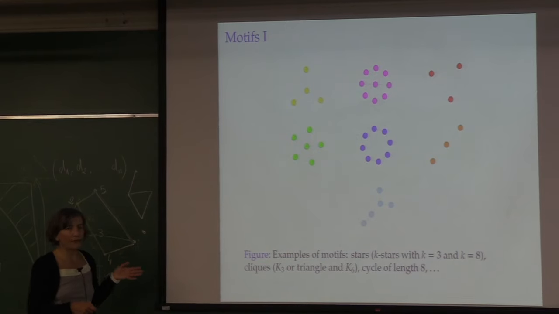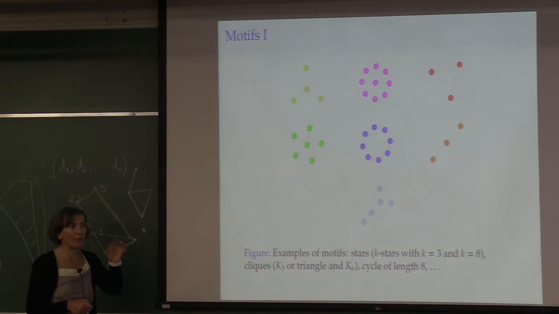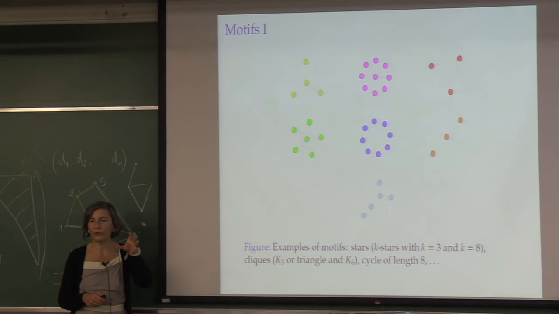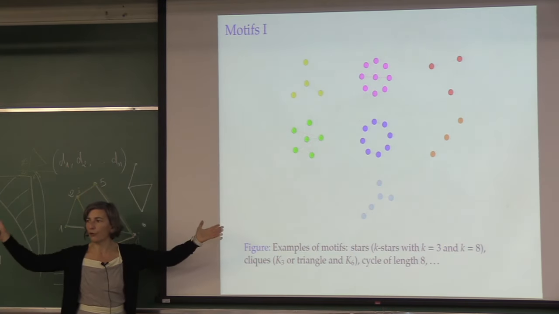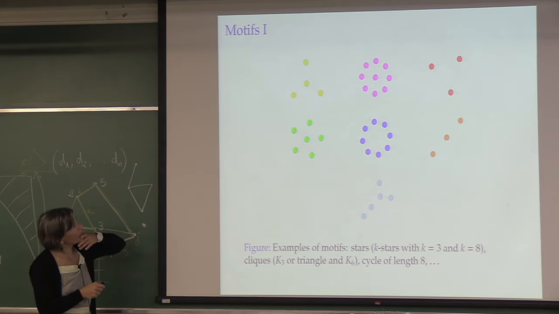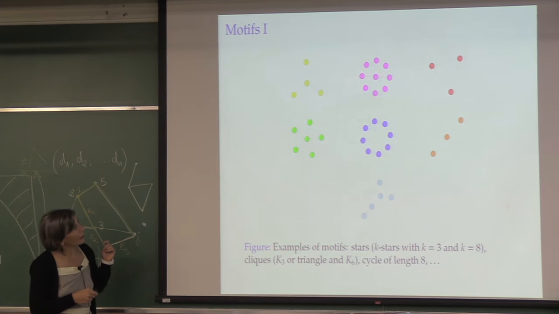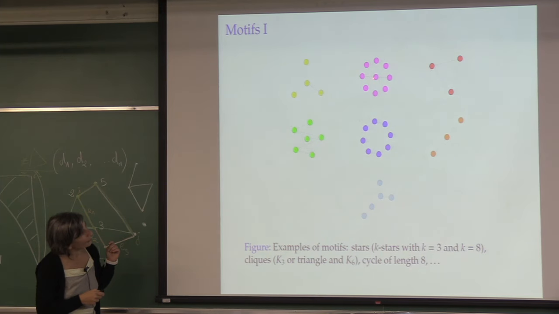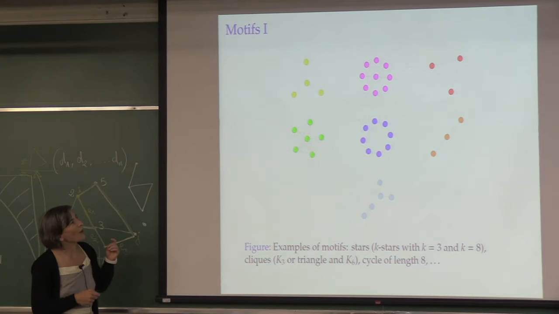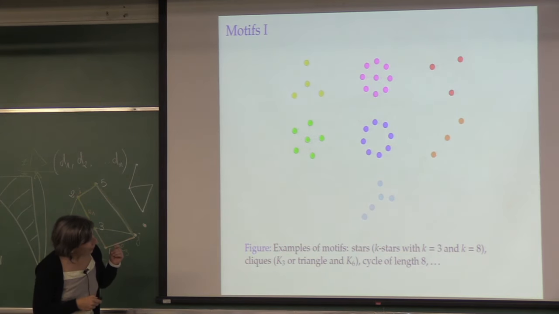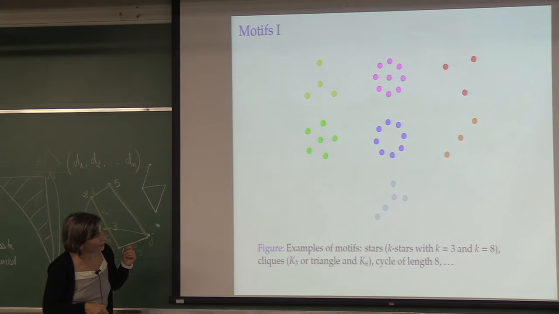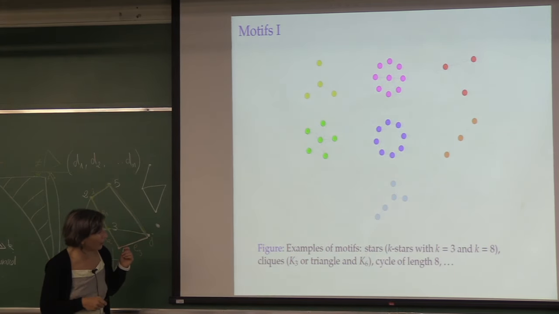So what is a motif? This is just a small pattern, a small subgraph, and you want to see where it happens in your whole graph. This is an example of a k-star motif. What is a k-star motif? Here you have a central node at the center of a star, and the star has three peripheral nodes. That's a 3-star. Here, that's also a k-star, with k much larger. This is k equals 8. I've written it here, so I don't have to count.